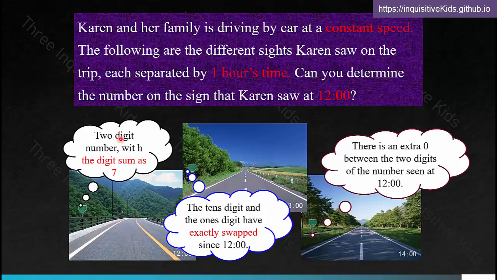The 2-digit number, so this one here is a 2-digit number with the digit sum as 7. Here at 1 p.m., the tens digit and the ones digit have exactly swapped since 12 p.m. And at 2 p.m. there is an extra 0 between the 2 digits of the number seen at 12 p.m. So following these 3 clues, can you find the number on the sign that Karen saw at 12 p.m.?